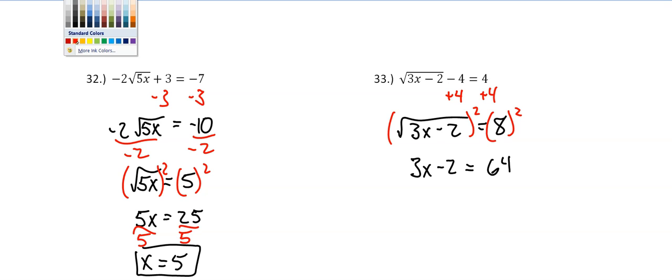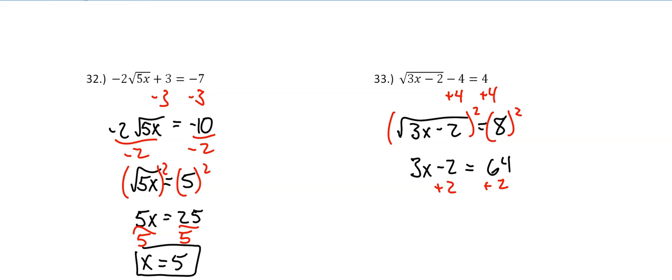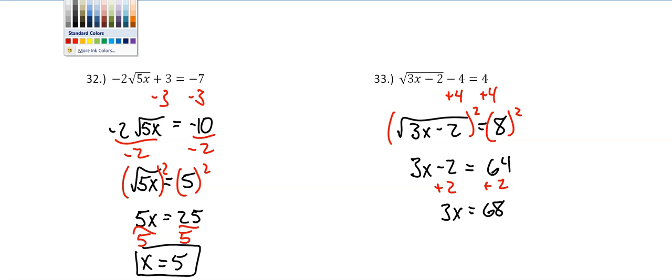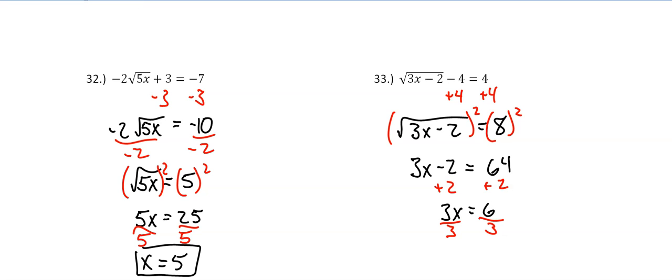And now I'm going to finish solving. Add that 2 to each side. And now I'm going to divide each side by 3. Oops, sorry, that is a 66. Crazy Mr. Jansen. So I end up with x equals, looks like a 22. And again, plug it back in, make sure that it works. This one does when I plug it back in.